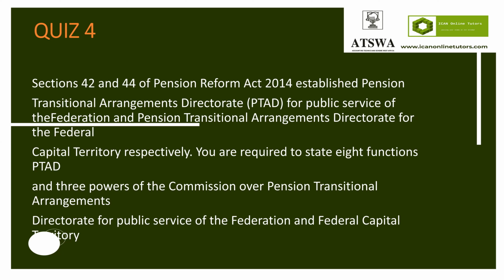Pension Transitional Arrangement Directorate, PTAD, for the Public Service of the Federation, and Pension Transitional Arrangement Directorate for the Federal Capital Territory, respectively. You are required to state 8 functions of the PTAD and 3 powers of the Commission over Pension Transitional Arrangement. So, Directorate for Public Service of the Federation and Federal Capital Territory. So this is a takeaway for you.